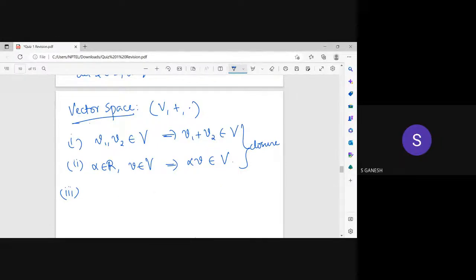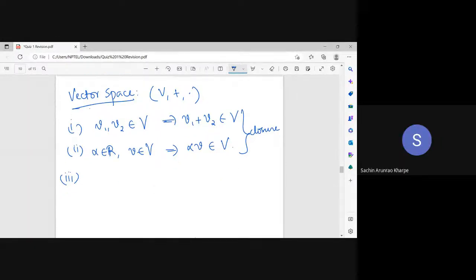Yeah, ma'am. Ma'am, closure means it is defined within that range, right? Closure means you needn't look for something outside the set. It's already there inside the set. Closed under addition, closed under scalar multiplication. You don't know how to multiply vectors, right? So, scalar. And then you have four conditions with respect to addition.